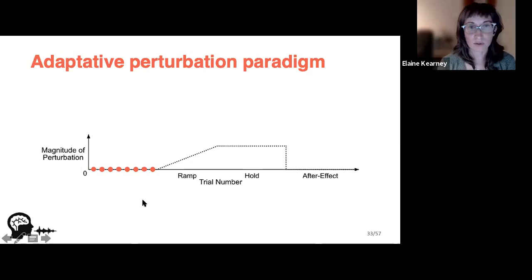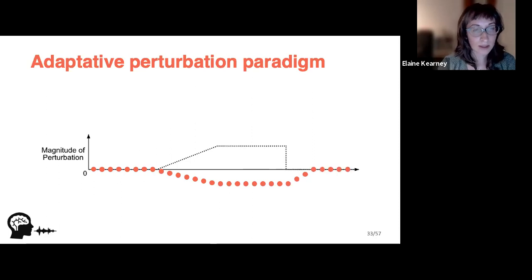Then moving on to the ramp phase, the perturbation is gradually and linearly applied. And in response to that perturbation, participants will begin to oppose it by moving their productions in the direction opposite the perturbation. Then in the hold phase, that perturbation is maintained, and similarly, the compensatory response is maintained. And the last phase is the after effect phase, where the perturbation is removed.